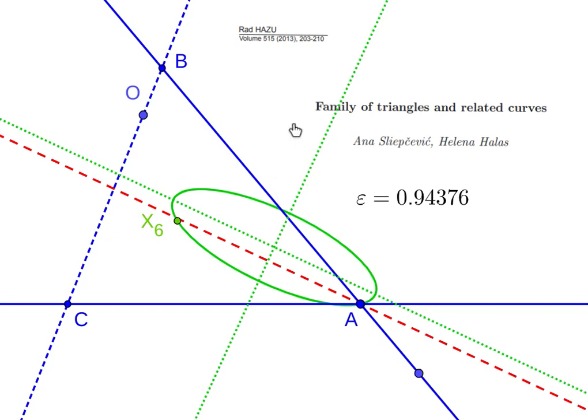So, from a paper titled "Family of Triangles and Related Curves" by Anna Sliepčević and Helena Halas Konko, I learned of an interesting parametrization for a one-dimensional family of triangles. This paper is from 2013. This is the name of the journal, Hazu, volume 515, 2013.